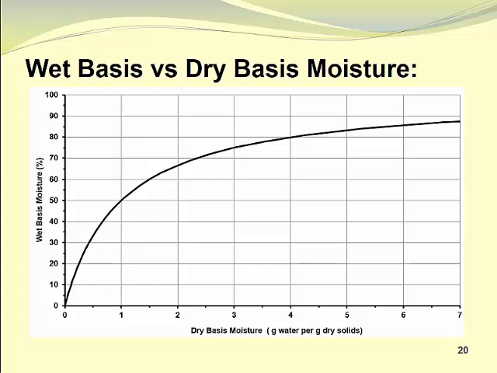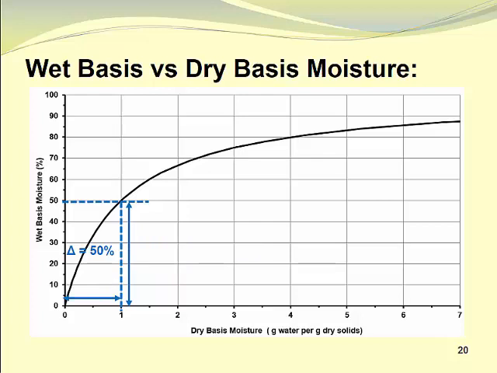Now what we will do is start with 1 gram of dry solids, to which we will add 1 gram of water. So 1 gram of water per gram of dry solids is equivalent to 50% as a wet basis moisture. And the change in the wet basis moisture we get through the addition of 1 gram of water to a gram of dry solids is equal to 50%.